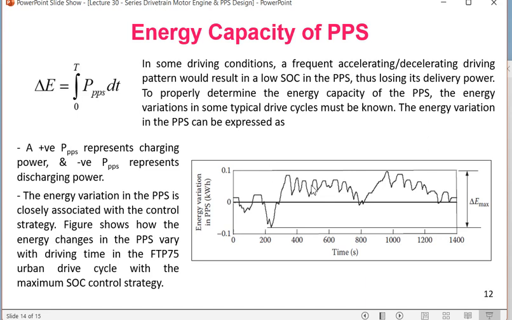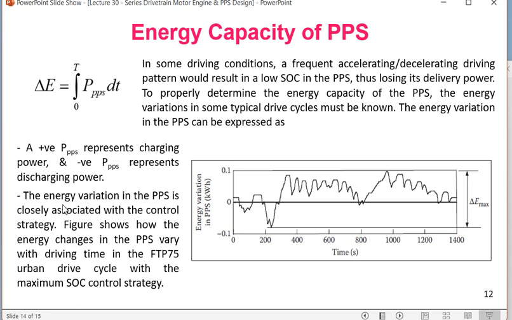That means all of the above portions are actually charging the PPS by the primary source. And negative P_PPS represents discharging power. So in this case the PPS is discharging, or if designed properly this can be regenerative braking power. So it depends what kind of situation is there.